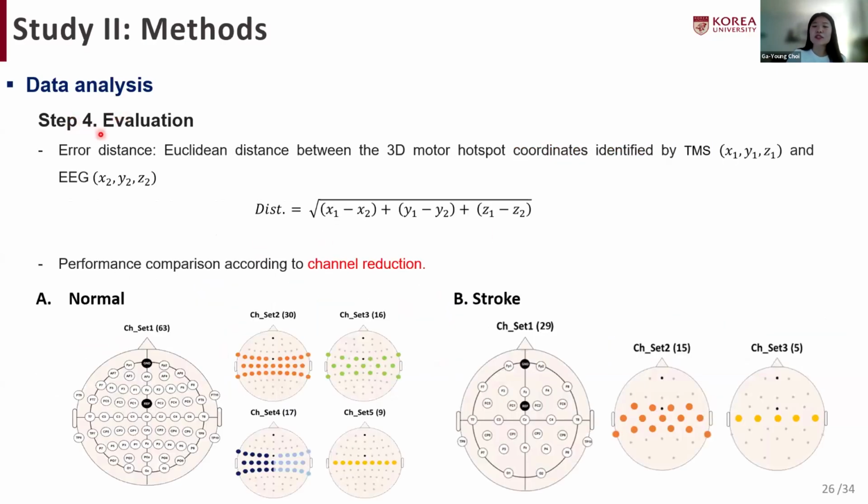The error distance was quantitatively estimated by calculating the Euclidean distance between the 3D coordinates of the motor hotspot identified by TMS and those determined by the EEG-based deep learning approach, the same as in the previous study. Additionally, we investigated the impact of the number of channels on the performance of motor hotspot identification. Honestly, we used other EEG equipment for collecting stroke patients' data, so there are only 29 EEG electrodes. So we just reduced the number of channels like this. The type of channel reduction is a little bit different between the normal condition and stroke patients.